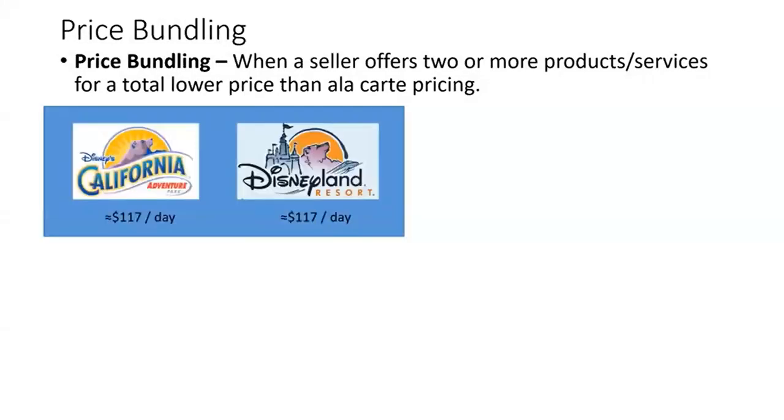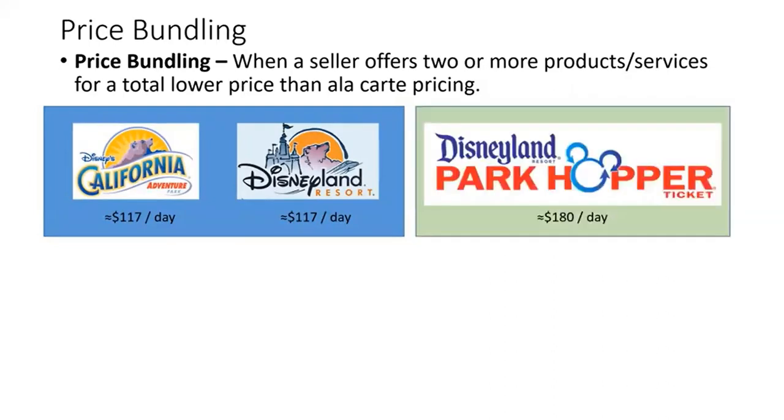Consider these typical day pass prices for Disney's two Disneyland resort areas. Each one will typically cost about $117 a day. Alternatively, of course, you could buy the single-day park hopper ticket, where the purchaser can now bounce back and forth between the two parks at their own whim, and that ticket costs $180 per day. This is an example of price bundling.